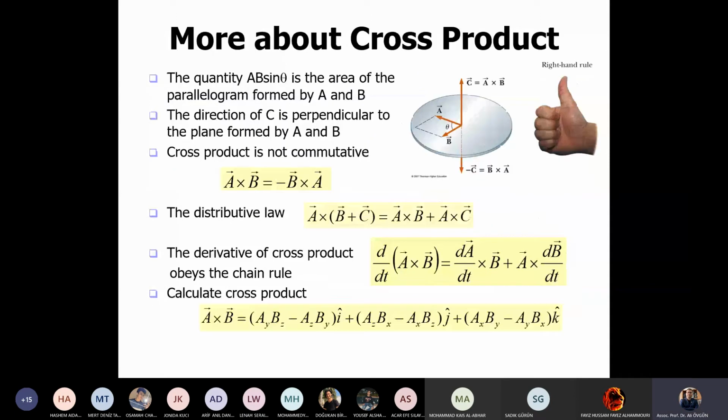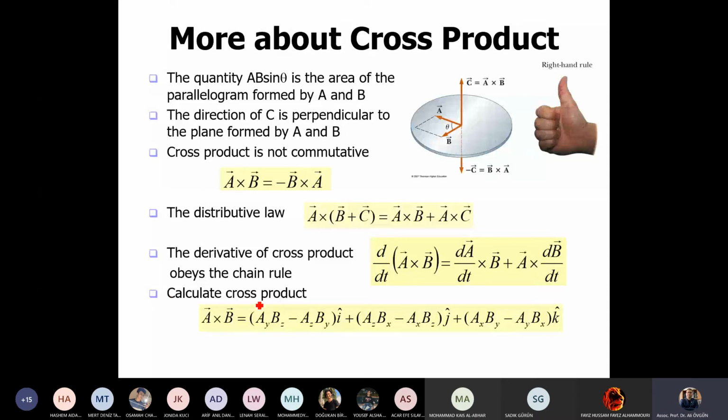And another rule is the quantity AB sin theta is the area of the parallelogram formed by A and B. So you can use the cross product to calculate the area between vector A and B. And the cross product is not commutative, so when you change the order, you find a negative. But you can open the parentheses normally. The derivative of a cross product obeys the chain rule, and you can also calculate the cross product like that. But you don't need to memorize these things.